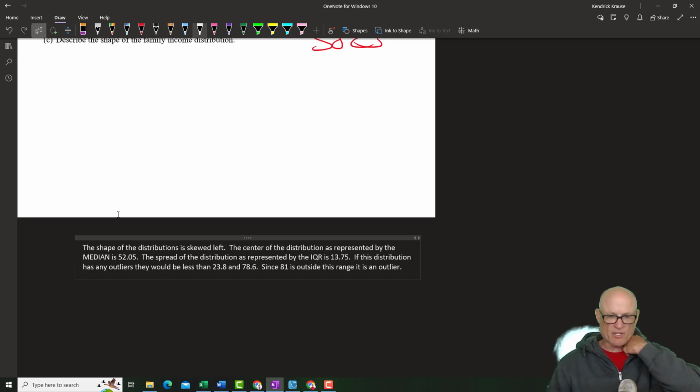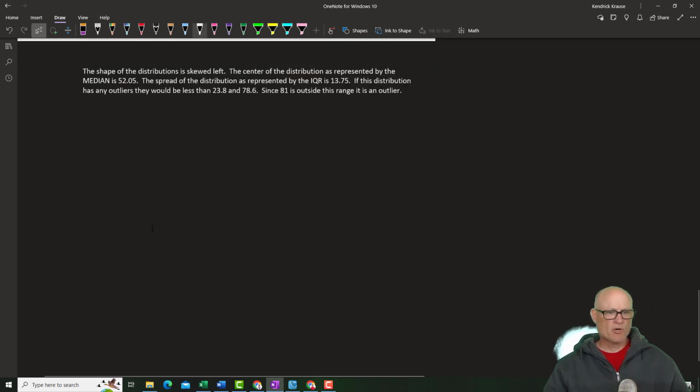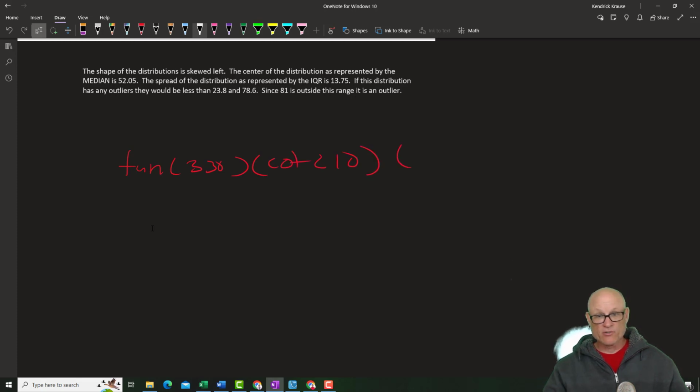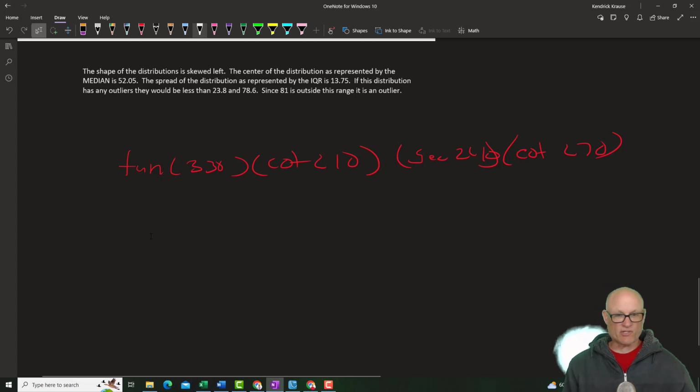A little help on the bonus. Bonus, you're going to have a half-life question, and you're going to have one like this: tangent of 330 times the cotangent of 210 times the secant of 240 times, I don't know, cotangent of 270. And I want the exact value. So that's the first bonus. The second bonus is going to be a half-life.